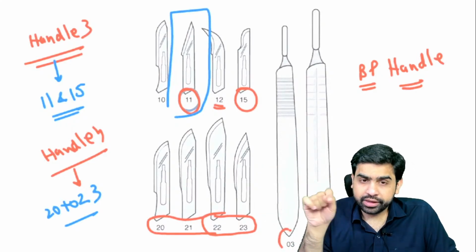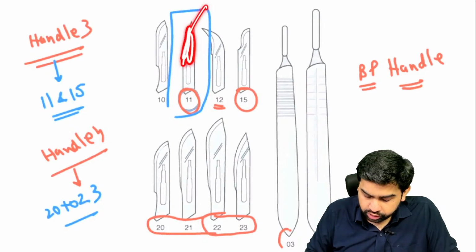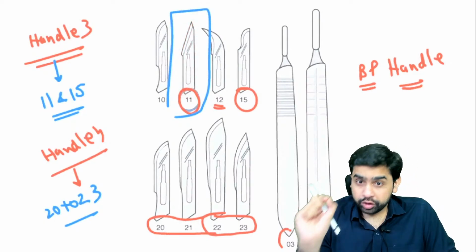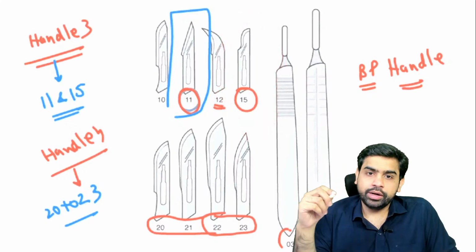So what about this particular surgical blade number 11? This is also referred to as your stab knife. What is this? 15. This is what is called a D knife.